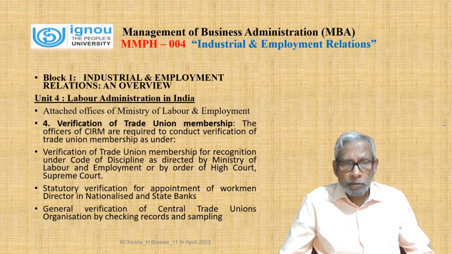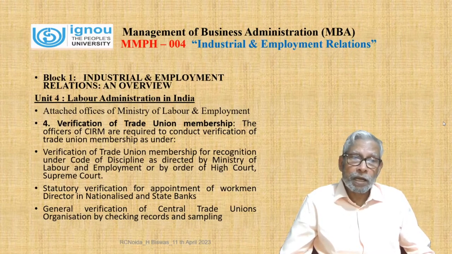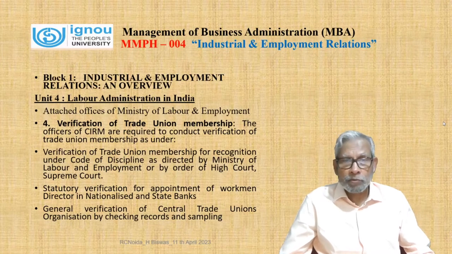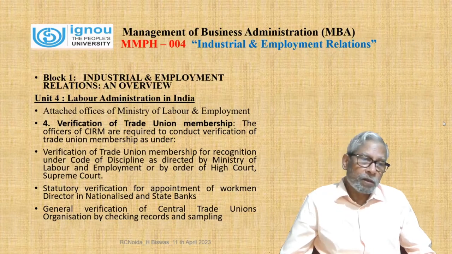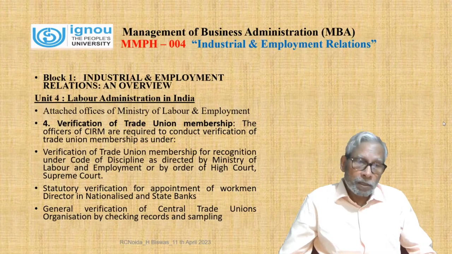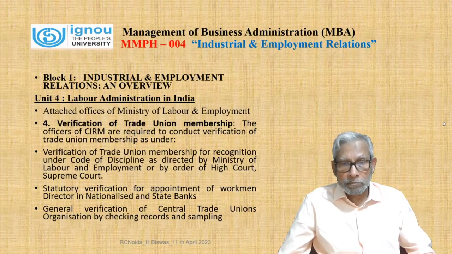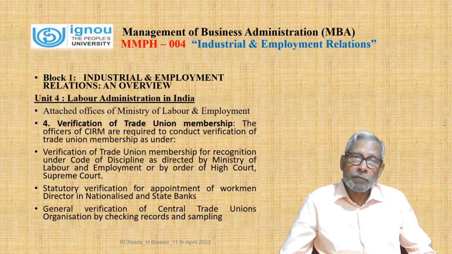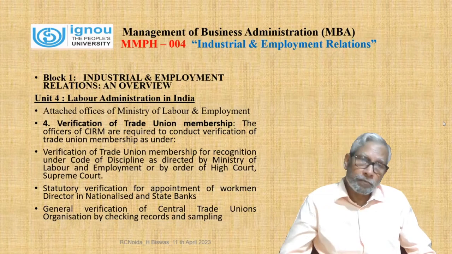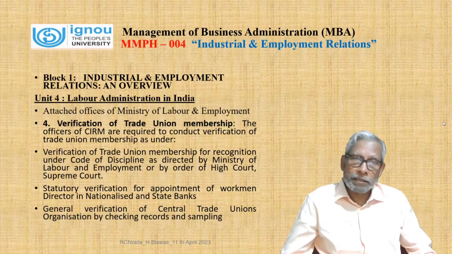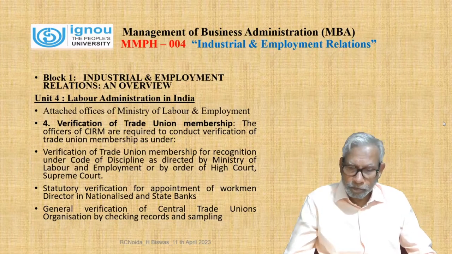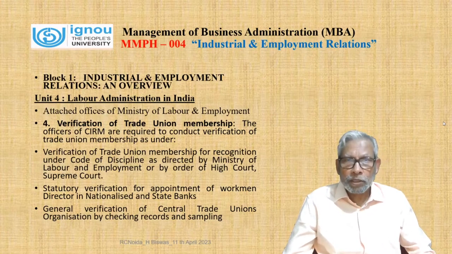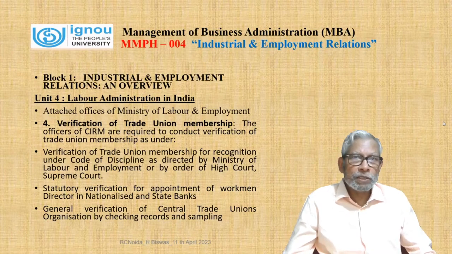What verifications do they have to do? Verification of trade union memberships for recognition under the Code of Discipline as directed by the Ministry of Labour and Employment, or by order of the High Court or Supreme Court, whenever the order is given, has to be followed. Statutory verifications for the appointment of workmen directed in the nationalized and state banks. General verification of the central trade union organizations by checking records and sampling. They have to go there and, based on the records, take some sampling and check whether it is already verified or not, meaning whether this company and organization have followed the rules and regulations.